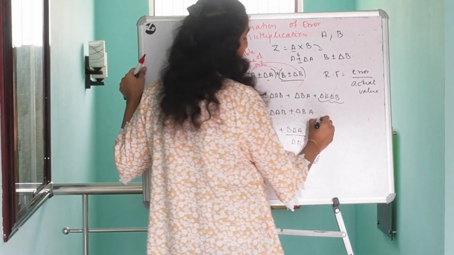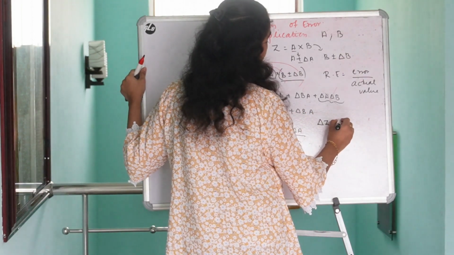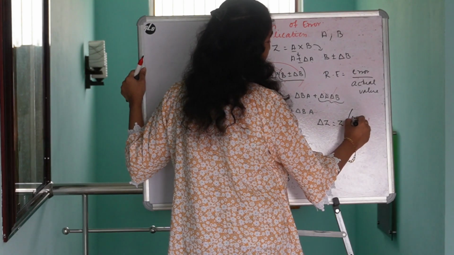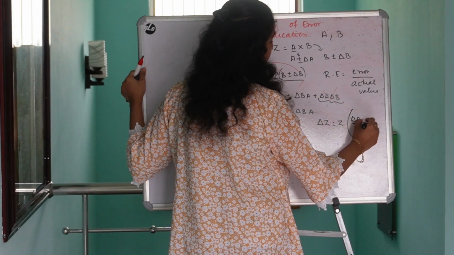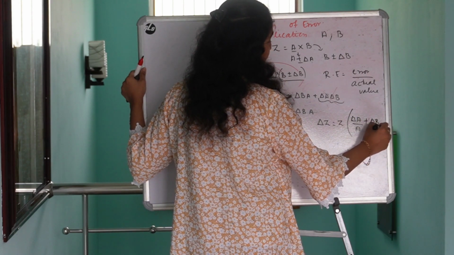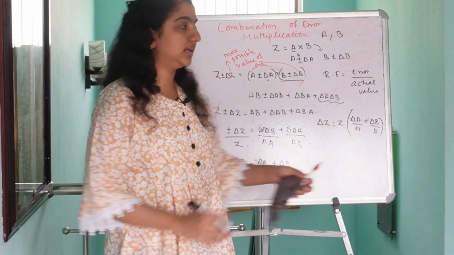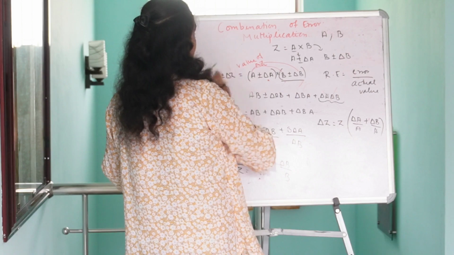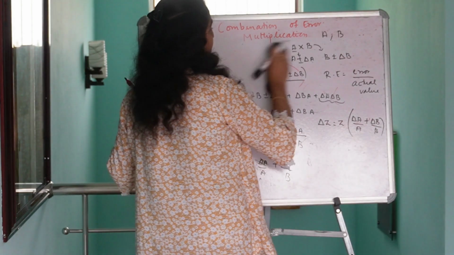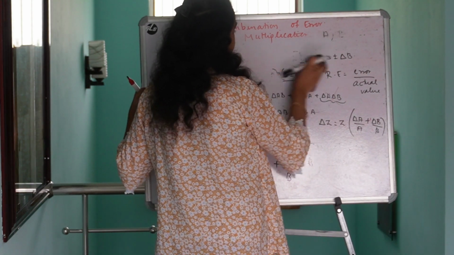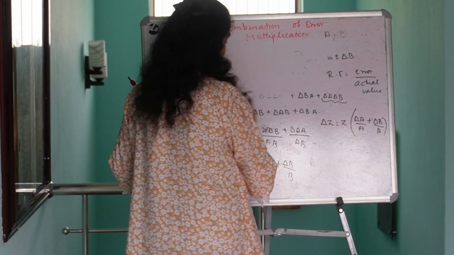If you are asked to find simply what is del z, then you have to multiply by z, like this. Is it clear? Yes. So now let's see an example problem on multiplication and then we'll move on to the next one, that is division.